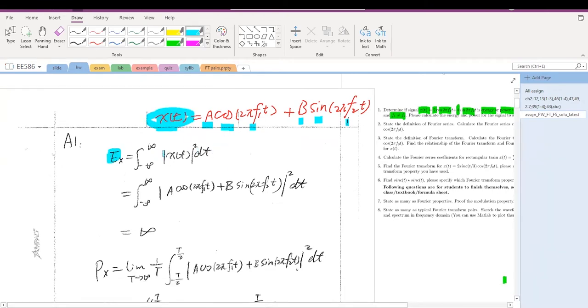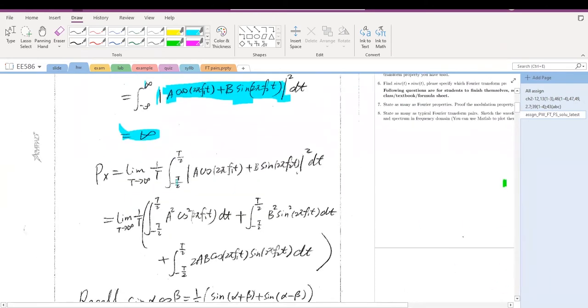Energy definition: you take the magnitude squared. You can see everything in the bracket is positive, it's a positive number. And when we sum it up from minus infinity to infinity, this quantity goes to infinity. So no matter what the value of A, what value of B, what relationship of f1 and f2, the energy goes to infinity.